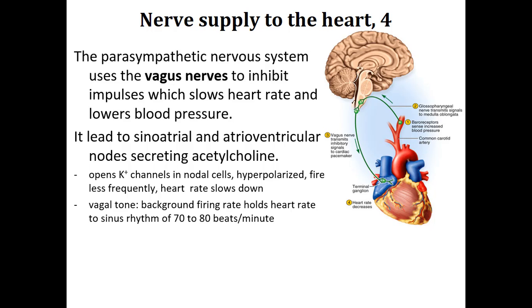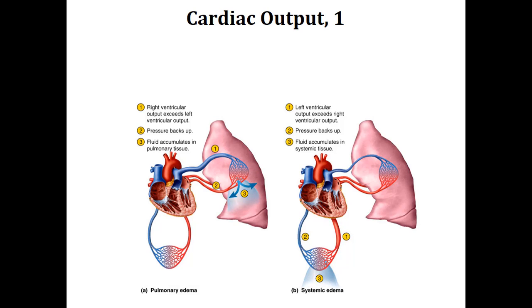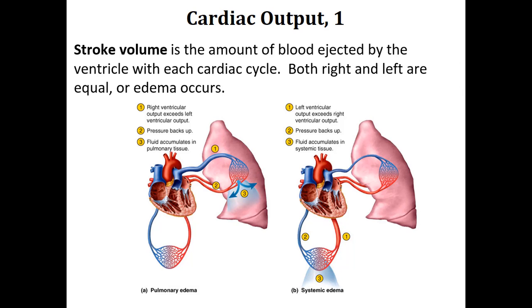So vagal tone is going to hold the heart rate at this normal resting. That's what the parasympathetic system does, it keeps you at rest. It keeps everything in homeostasis at rest. And it's going to keep it at 70 to 80 beats per minute. So that's the normal vagal background, kind of what you should have for sinus rhythm.